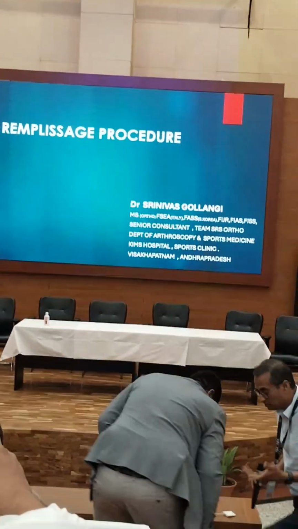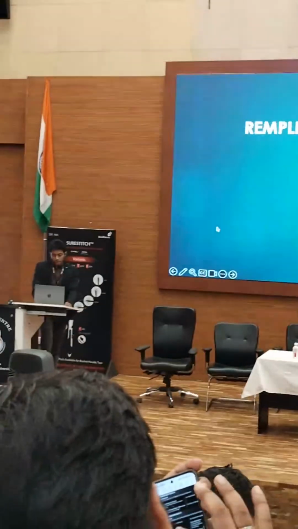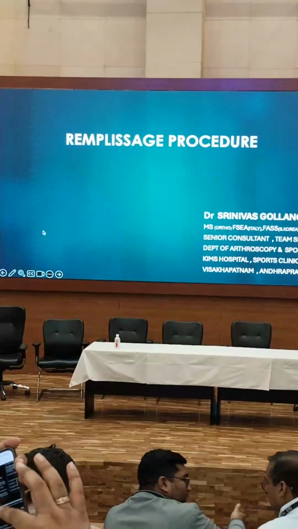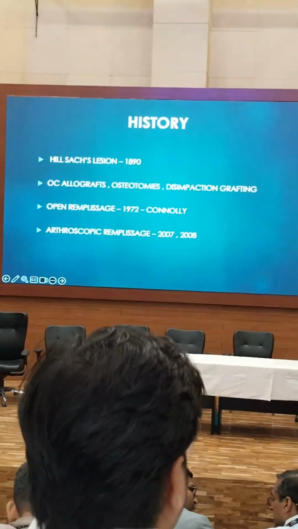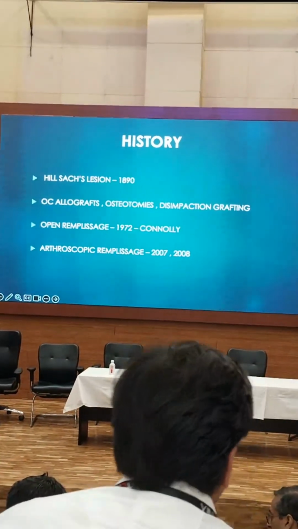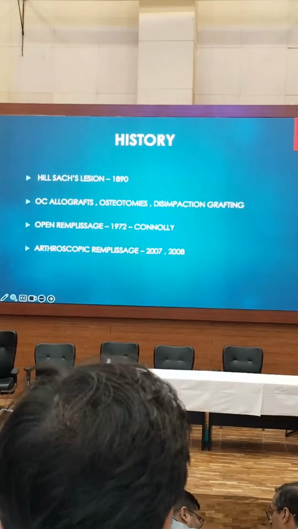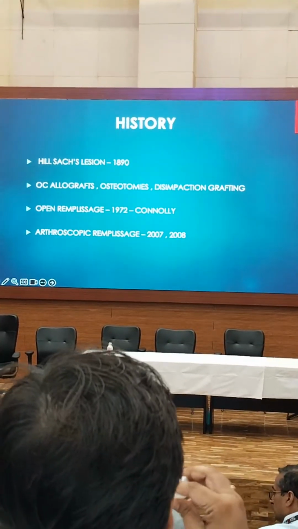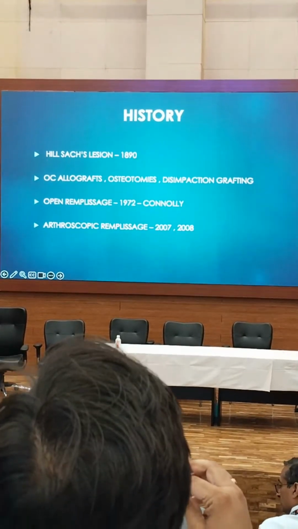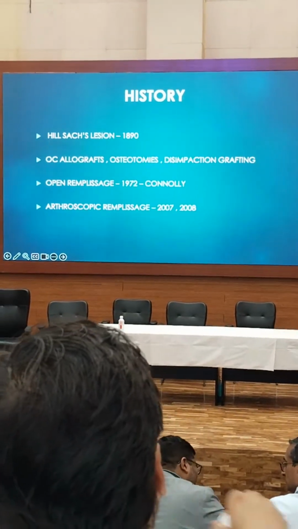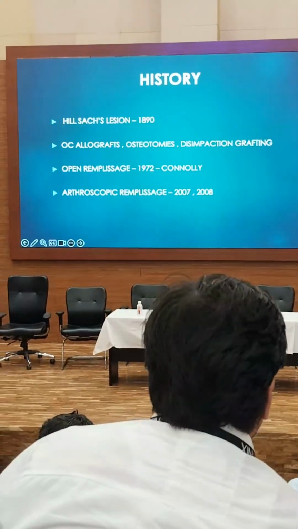Good afternoon. This is a small procedure, so I thought I would add some more slides to it. Just about the Remblissage. So Hill-Sachs lesion was described in 1890, but Remblissage procedure was described in 1972. And arthroscopic Remblissage was started in 2007 and 2008 by Wolf and Purchase.